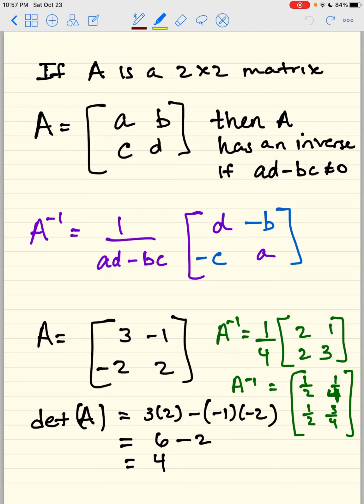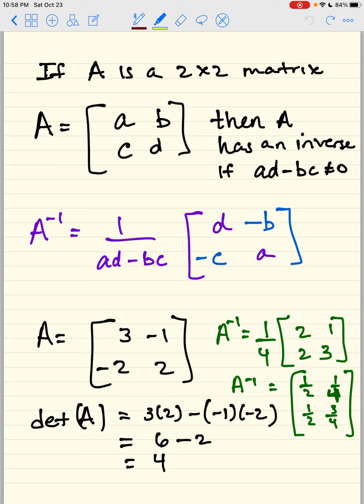Hey guys, welcome back to the second video of section 2.3 on inverses. So we talked about having a 2 by 2 or 3 by 3 and finding the inverse. There's actually a really cool fast way to find the inverse if it's a 2 by 2 matrix.